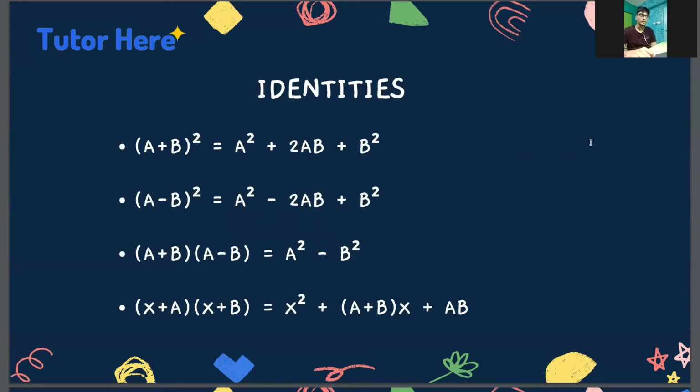Identities. We have a total of 4 identities. A plus b the whole square is equal to a square plus 2ab plus b square. A minus b the whole square is a square minus 2ab plus b square. A plus b into a minus b is a square minus b square. And finally, x minus a into x minus b is x square plus (a plus b)x plus ab. I want you to pause the video and note this down and memorize these 4 identities.